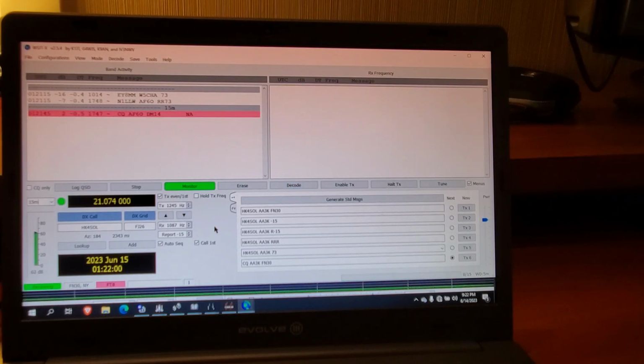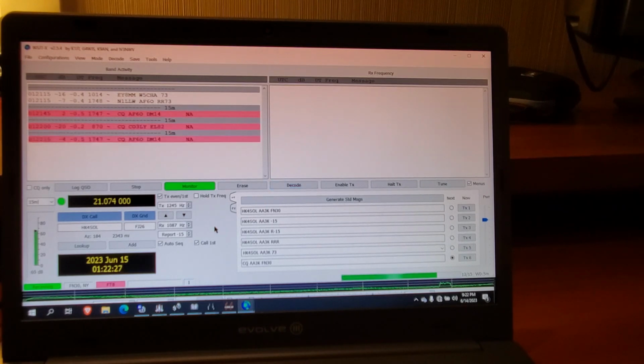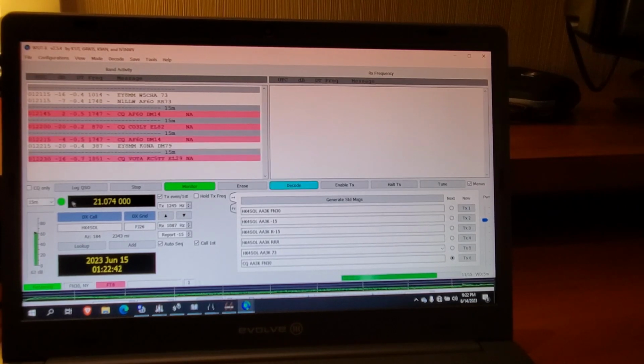Hearing a few stations on 15 meters. One cycle complete. Two cycles complete. And three cycles complete. So we heard a couple of stations calling CQ and seeing a couple of stations in a QSO. Let's hop over to 20 meters.